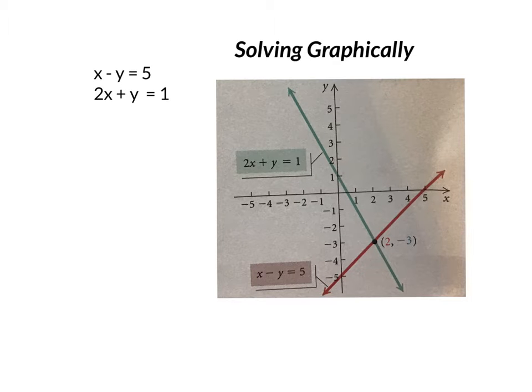Alright, first there's three methods we're going to do. The first method is graphically, and I'll be honest, I'm going to show you on your calculator how to do this method tomorrow, instead of having to give you graph paper and do it by hand. But basically what we're going to do is graph each equation.